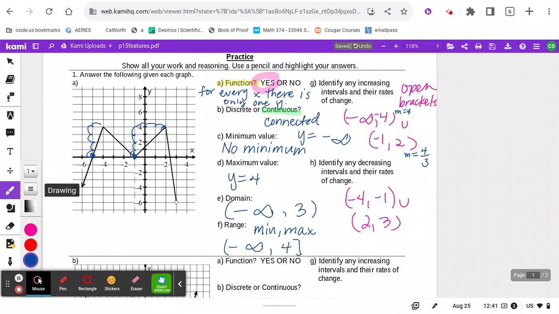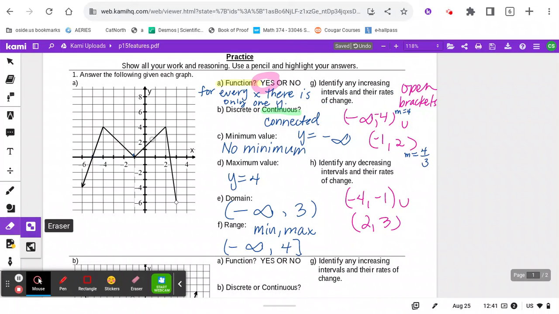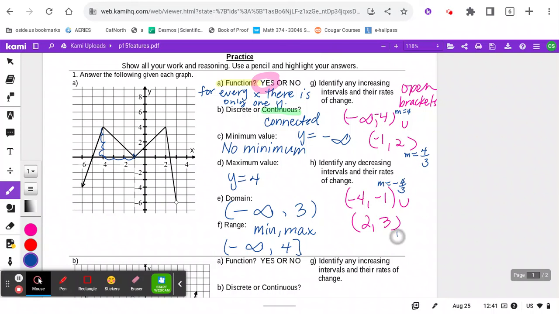Now let's go do the decreasing sections. It's decreasing down 1, 2, 3, 4 over 1, 2, 3. Decreasing, negative 4/3. That's my slope, my rate of change. And the second section's down 1, 2, 3, 4, 5, 6, 7, 8, 9, 10 over 1, so negative 10. Dang, that's steep.